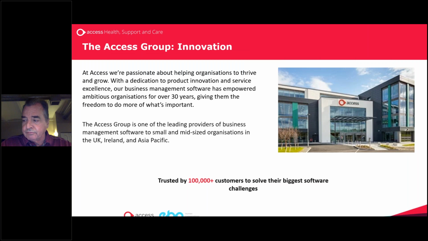The Access Group itself is one of the UK's largest business management solution providers. The annual turnover is around £700 million. They operate in the UK, Ireland, and Asia Pacific. Their focus is providing innovative solutions around business management in order to improve the client's businesses, as well as improving customer care and customer satisfaction within the organization itself as well. The organization is trusted by over 100,000 customers in 12 different industries, including private and public sectors. Next slide, Sean.